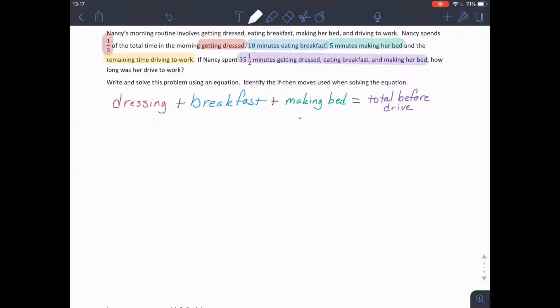Nancy's morning routine involves getting dressed, eating breakfast, making her bed, and driving to work. Nancy spends 1/3 of the total time in the morning getting dressed, 10 minutes eating breakfast, 5 minutes making her bed, and the rest of the time driving to work.